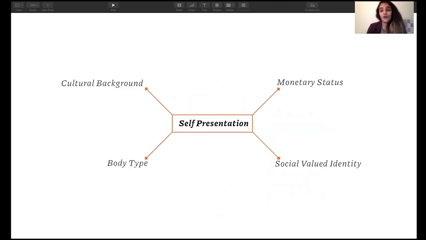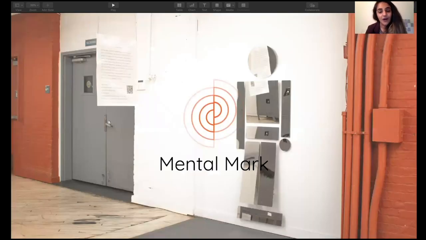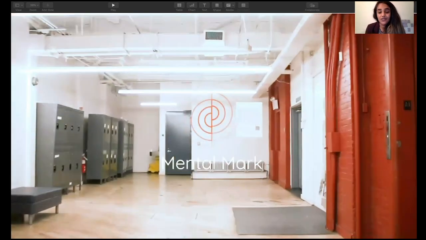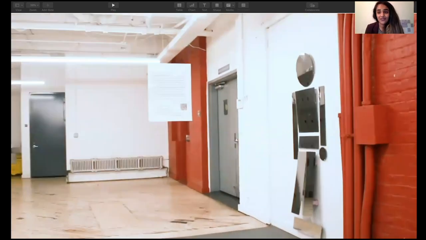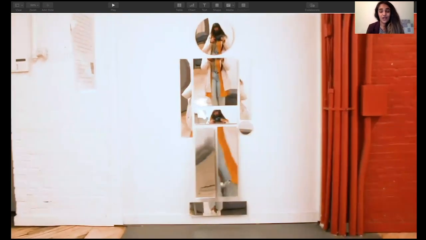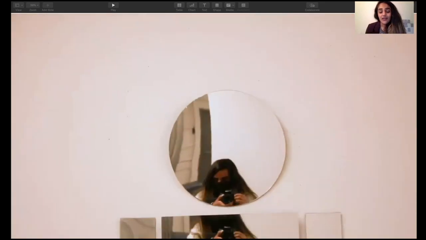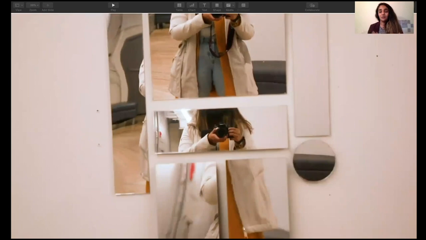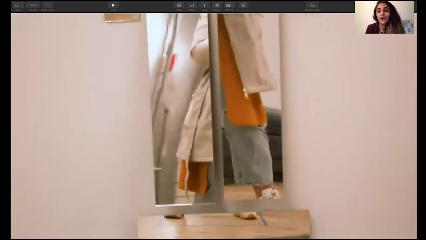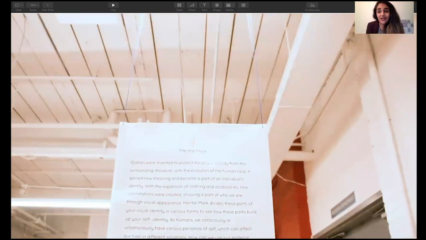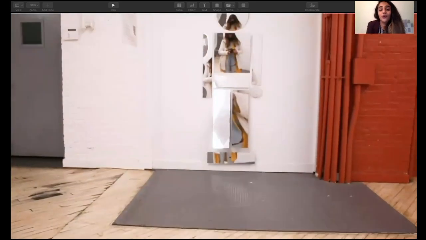To explore these more aspects of self-presentation, I made an installation called Mental Mark. It lives at Pratt Institute. This installation invites and questions the viewers with various things. This nine-piece installation divides and distorts your persona and your perception of self. It divides these parts so that you can think about what each part means to you. What if I change my shoes? What if I change my jacket? How is that going to affect my identity? Or how is that going to affect the perception of you in the world?